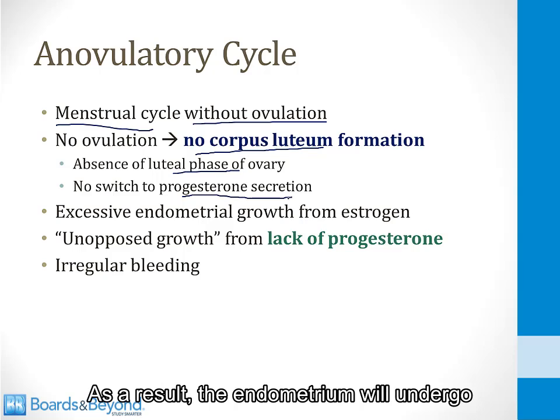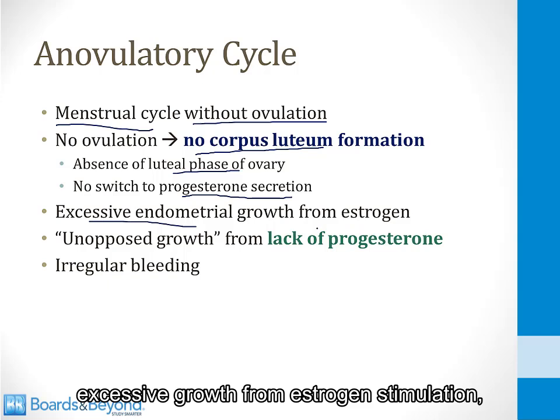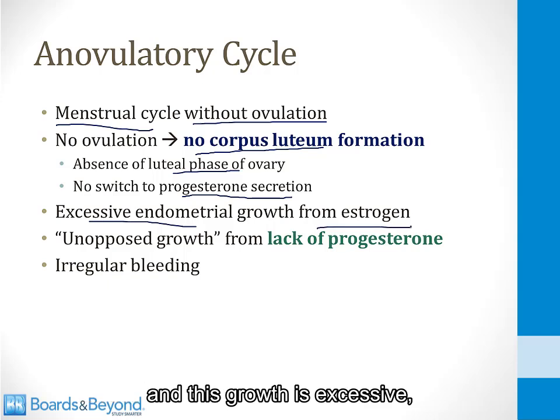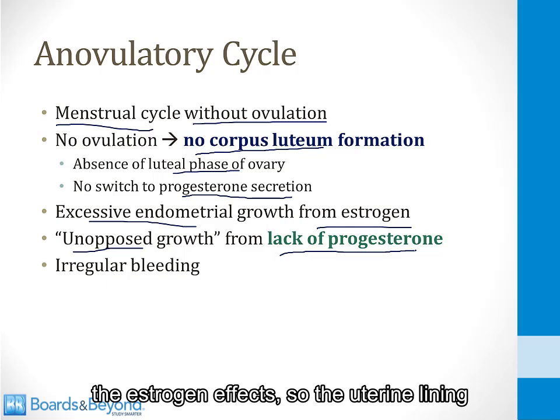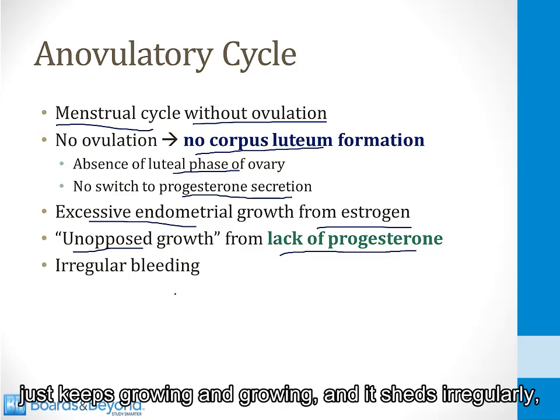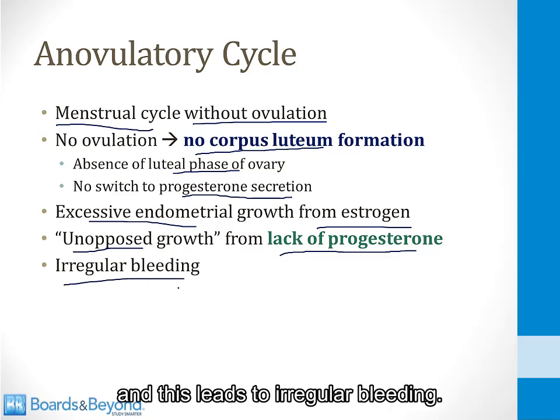As a result, the endometrium will undergo excessive growth from estrogen stimulation. And this growth is excessive because it is called unopposed, meaning there's no progesterone to oppose the estrogen effect. So the uterine lining just keeps growing and growing, and it sheds irregularly, and this leads to irregular bleeding.